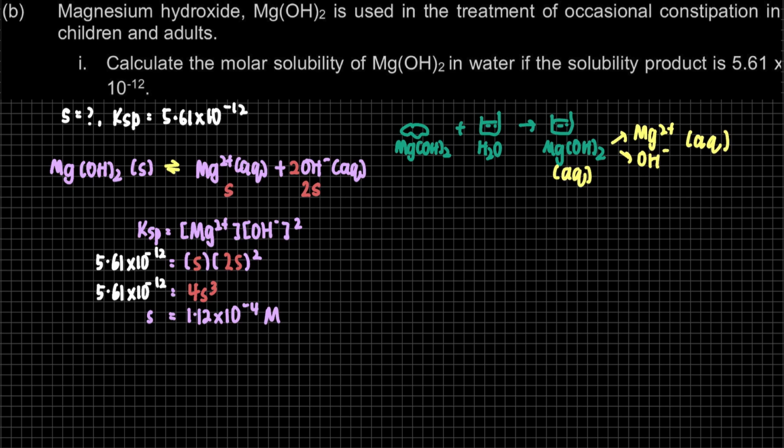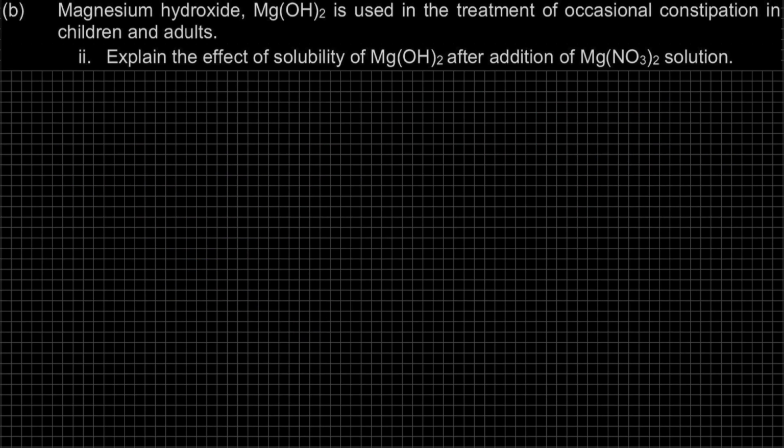Okay, so that is for question 1. Question 2: explain the effect on the solubility of Mg(OH)2 after the addition of Mg(NO3)2 to the solution. So first, we are going to write down the equation for Mg(OH)2, which we have done from the previous calculation step.